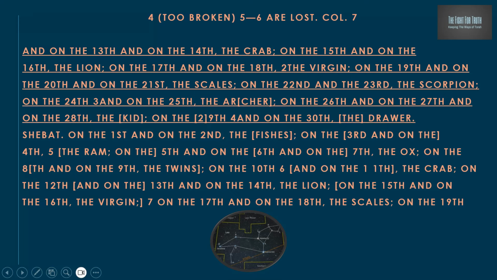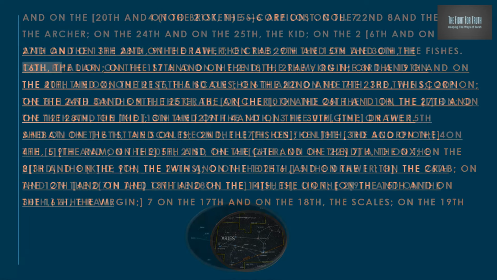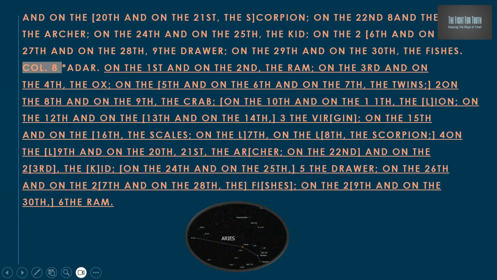On the 17th and on the 18th, the scales. On the 19th and on the 20th and the 21st, the scorpion. On the 22nd and 23rd, the archer. On the 24th and on the 25th, the kid. On the 26th and on the 27th and on the 28th, the drawer. On the 29th and on the 30th, the fishes. So that just completed the 12th month.